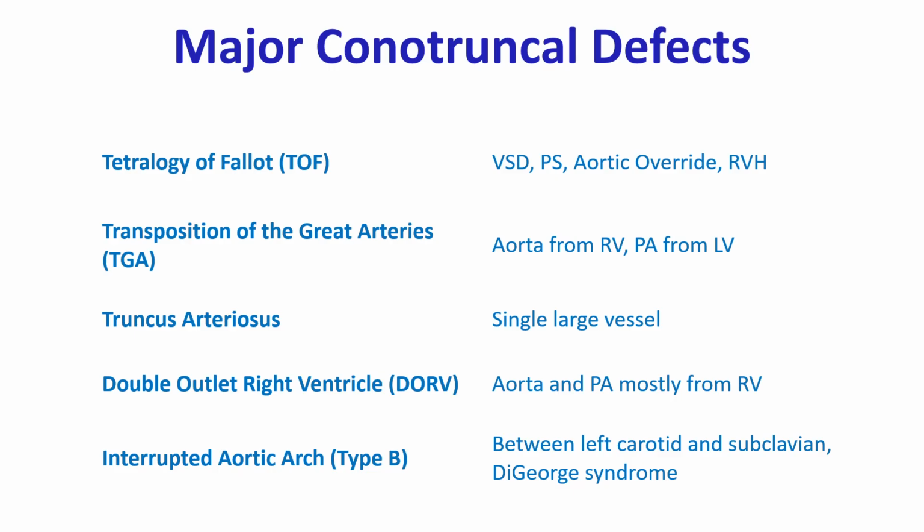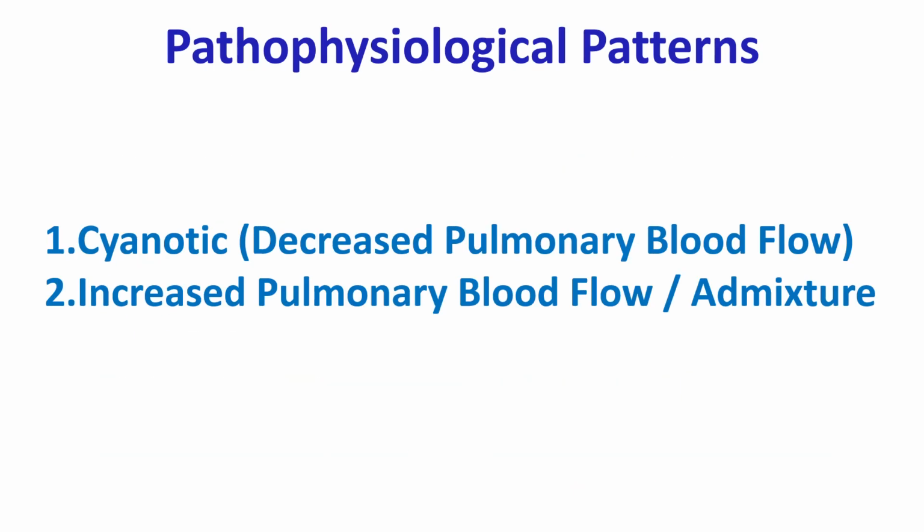Interrupted aortic arch type B: specifically associated with conotruncal defects, with interruption between the left common carotid and left subclavian arteries, often seen in DiGeorge syndrome. Pathophysiological patterns. The clinical presentation and hemodynamics of these anomalies are generally categorized by two main physiological states: cyanotic, that is, decreased pulmonary blood flow, seen in tetralogy of Fallot and some forms of double outlet right ventricle.